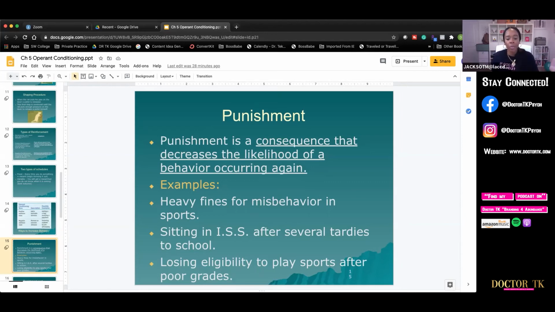Okay. Another one is, if you have sports at your schools, sports kids or adults, they lose eligibility to play if they don't have a certain GPA. So the punishment is decreasing the likelihood of something: I'm going to punish you. You ain't going to play. You're going to bench. You're going to redshirt.